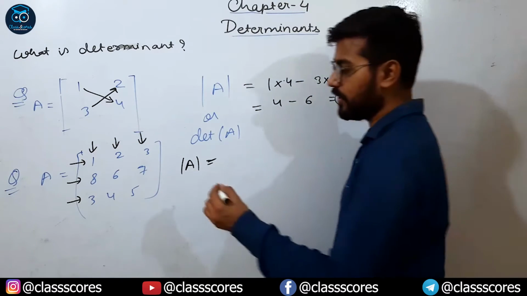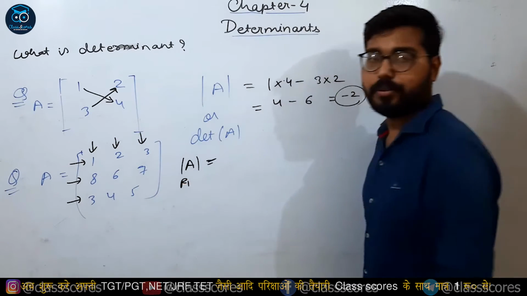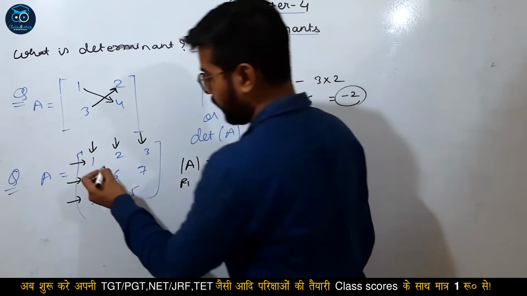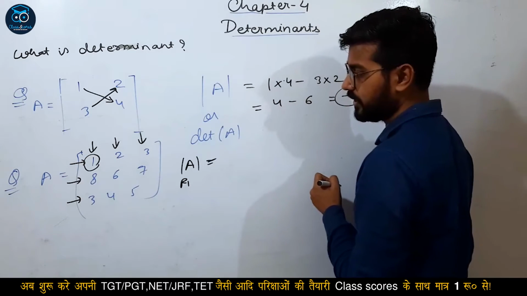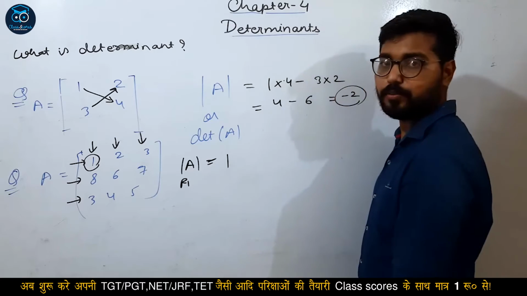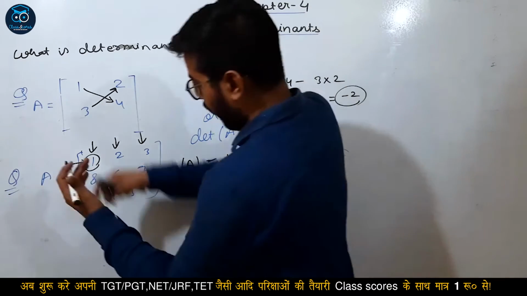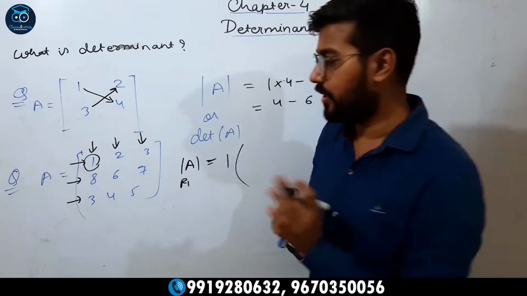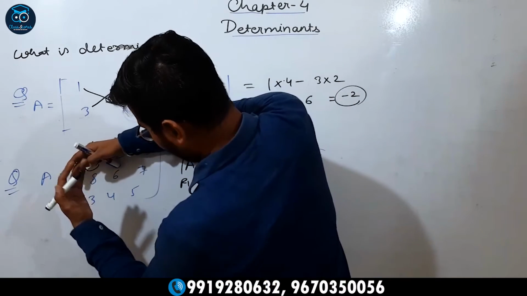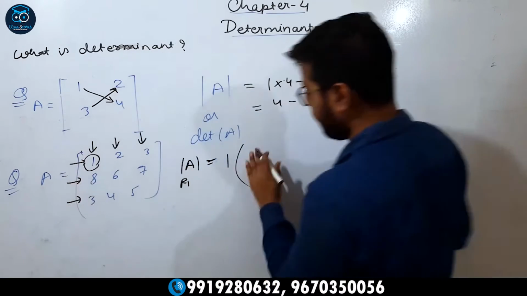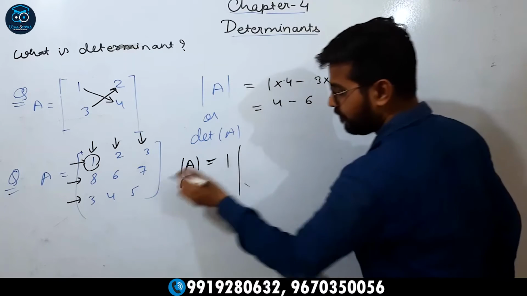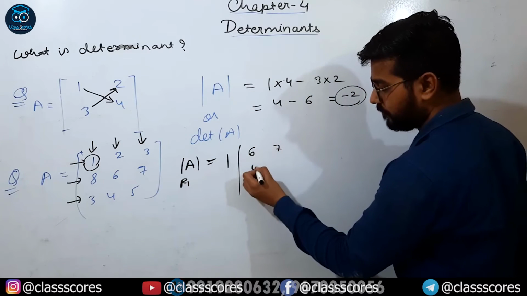Okay. Now first I will tell you with the help of R1. If we expand this matrix on the basis of R1, the first element is 1. So we can write 1. Now hide all the rows and columns in which 1 is included. 1 is included here, so we can hide here. The remaining part we can write here. So what is the remaining part? 6, 7, 4, 5.